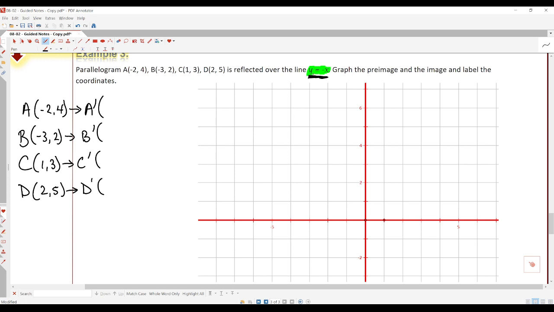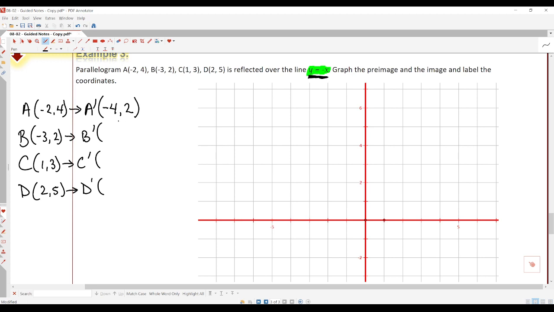So here we go. Ready? When we reflect over the line y equals negative x, the x and y coordinates swap places, and then you need to change the negatives to positives and positives to negatives. So here we go. Ready? The -2 and the 4 would switch, and then the 4 would become negative, but the 2 would become positive. So they switch and change.